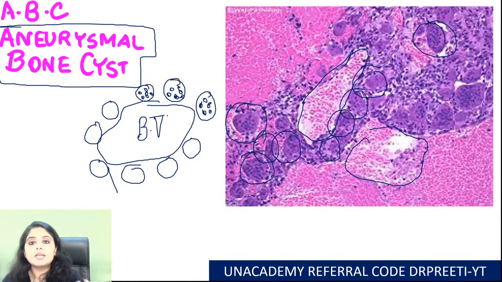Then do you remember any cartilaginous tumor where we were seeing a lot of giant cells? That is other than obviously what I've told you. Any cartilaginous tumor, giant cells with chicken wire calcification, chondroblastoma.